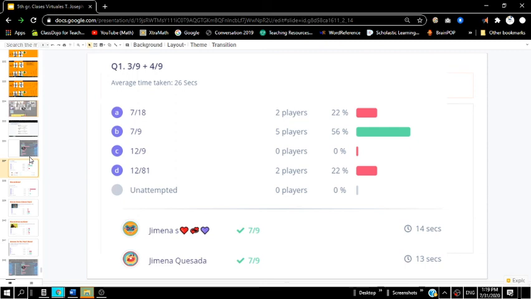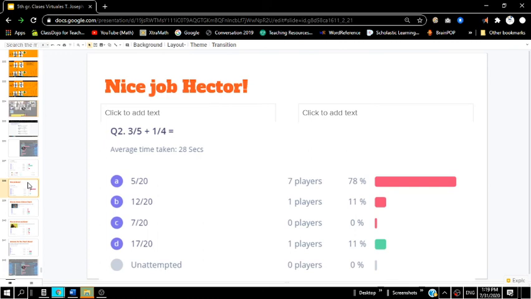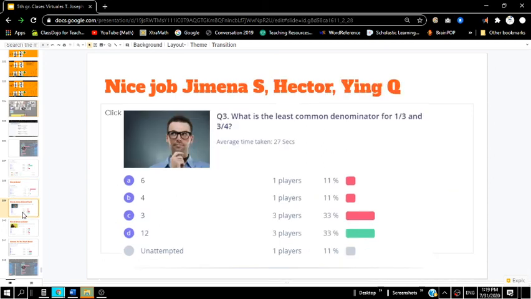For example, both Jimenas were able to show me that 3/9 plus 4/9 equals 7/9. Nice job, girls. The next problem, Hector was able to show me that 3/5 plus 1/4 is equal to 17/20. He converted the fifths to 20ths and the fourths to 20ths, and then just added. Okay? So congratulations to all the students who were able to complete this Quizizz and show me their knowledge of the topic.